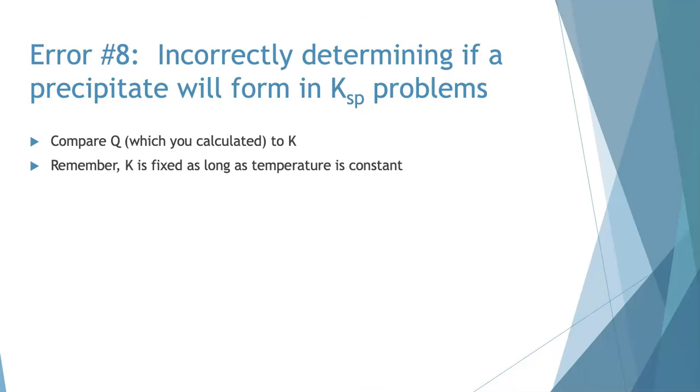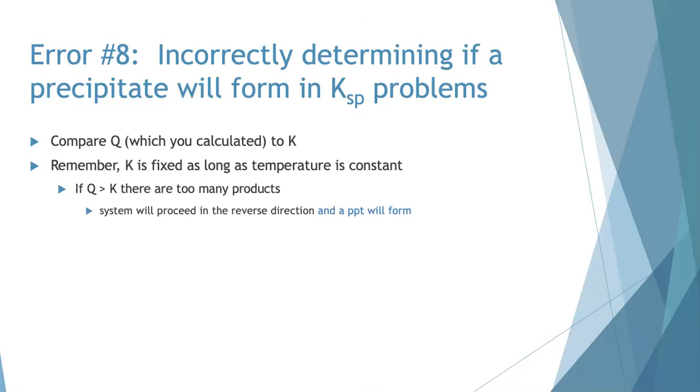I do want to remind you that K is a fixed value for that reaction as long as the temperature isn't changing. But what this all means is if Q is greater than K, that's saying that my ratio is too big, which means I have too many products. If I have too many products, the system has to proceed in the reverse direction. I need to make more reactants. And on the left side of the equation, of course, is my solid, so a precipitate would form in this case.